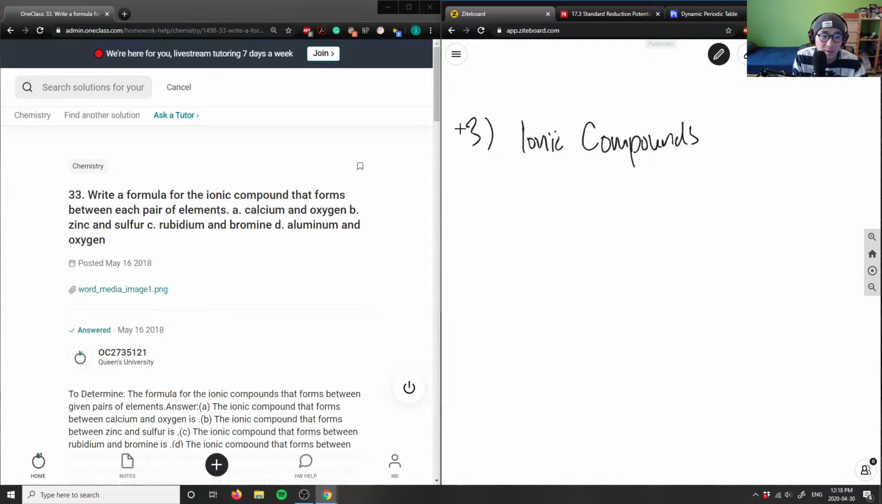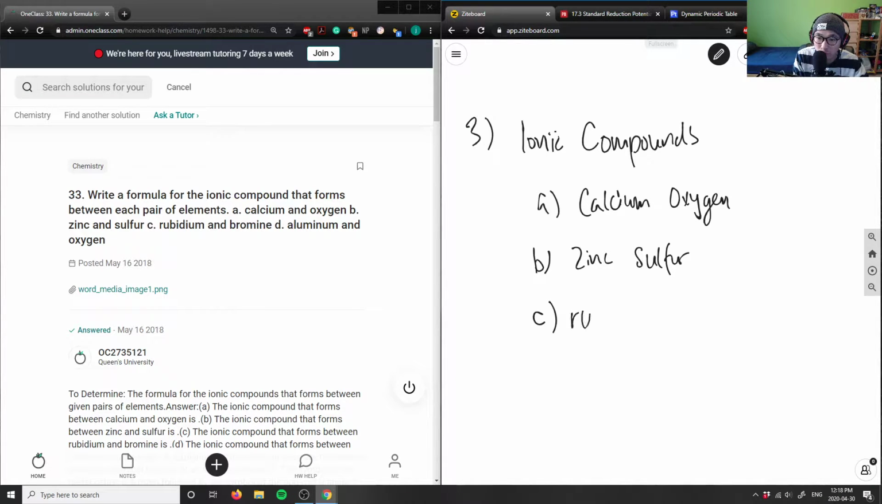So ionic compounds, again, A here says I know it's calcium and oxygen here. B would be zinc and sulfur. C is rubidium and bromine. And finally, D here would be aluminum and oxygen here.